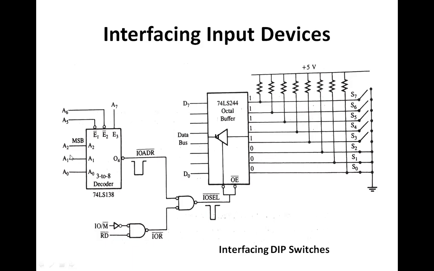So let us analyze this particular circuit, that what will be the address of this particular buffer, how it is being coded so that a particular buffer which is connected with these switches can be able to place the data on the D0 to D7 bus.